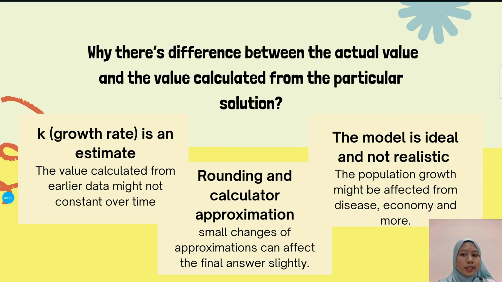First and foremost, this is because k, which is the growth rate, is an estimate. The value calculated from earlier data might not be constant over time. Second, it might be from rounding and calculator approximation. Small changes of approximation can affect the final answer slightly. And last but not least, the model is ideal and not realistic. As we know, the population growth might be affected by disease, economy, and more.